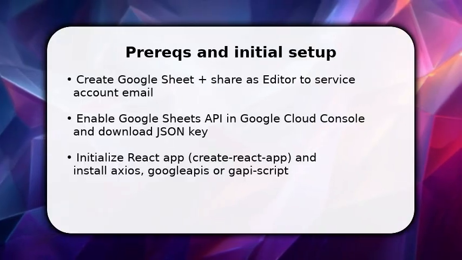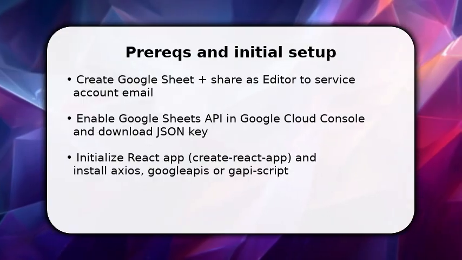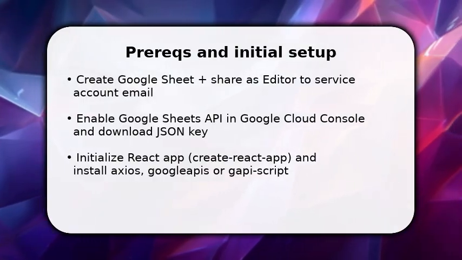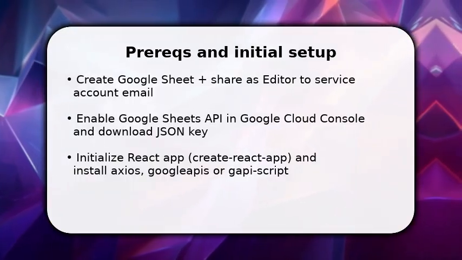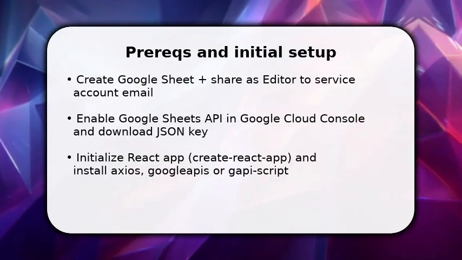You start by preparing the essentials so code can talk to Sheets. Create the sheet and note its Spreadsheet ID, then enable the Sheets API in Google Cloud and download the service account JSON key so you have credentials.